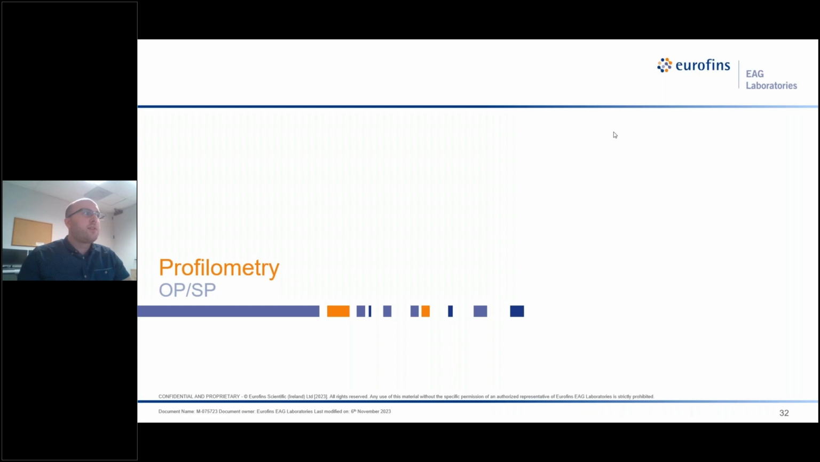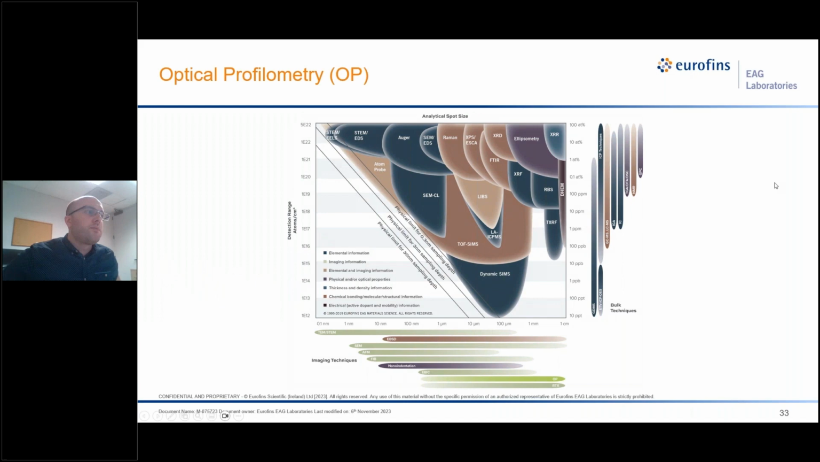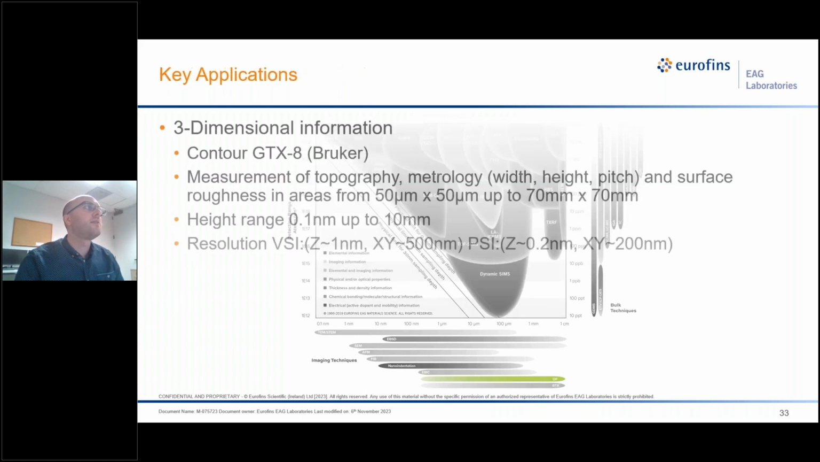So yeah, I'm going to be talking about optical and stylus profilometry today. There we go. Back to our smart chart. OP and stylus is pretty much a surface level technique. Stylus definitely surface level, and then optical profilometry, you can sometimes measure film thickness, which I'll cover later in the talk, so down to a couple microns.